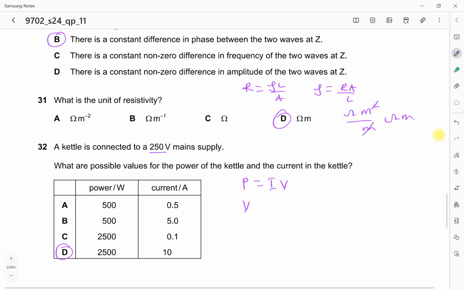So we can say V is equal to power divided by I. So let's check. We want V to be 250. We want a pair which gives us 250. For example, the last one is 2500 divided by 10. That gives us 250 volts. They said it is connected to a 250 volt main supply. So the answer is D.